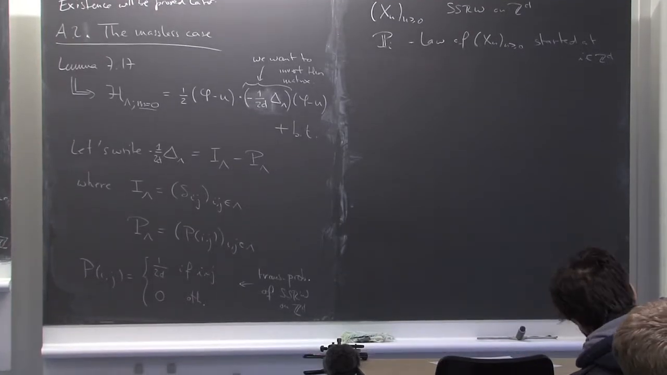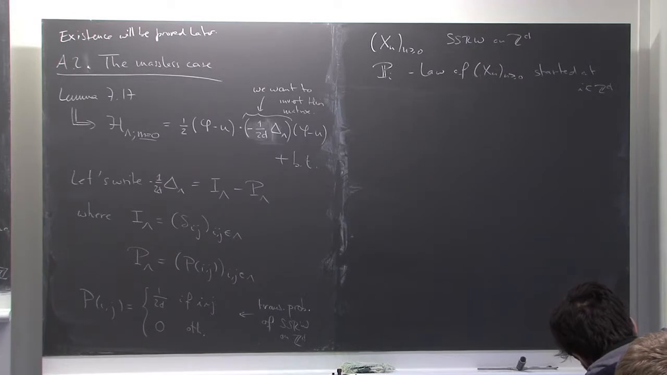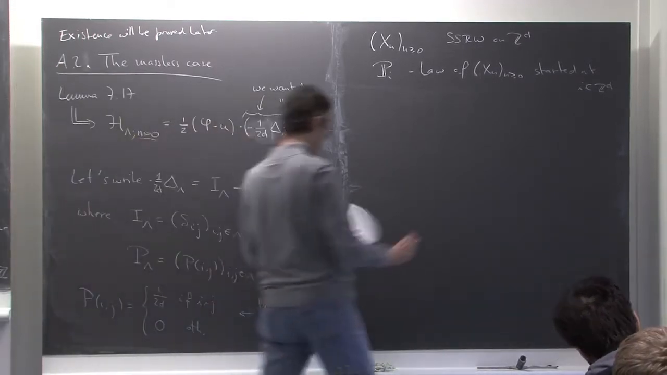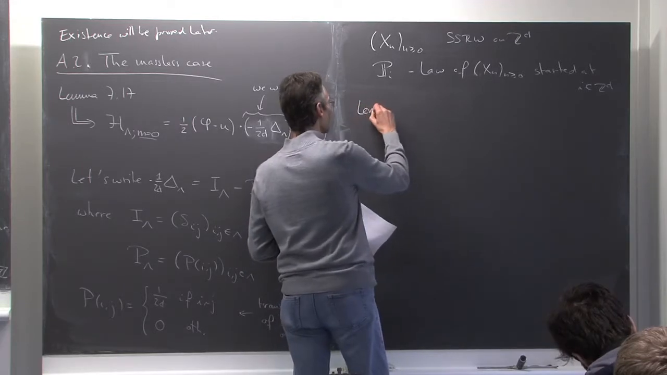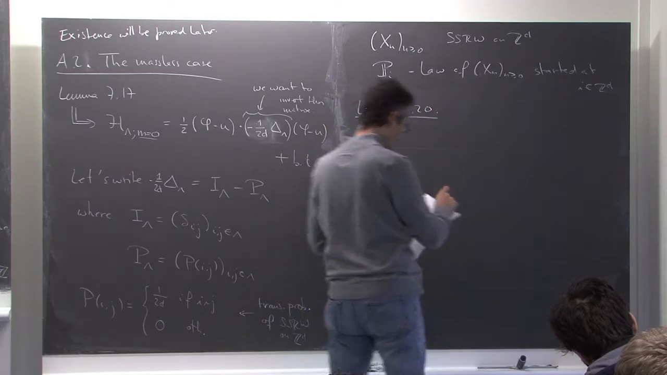Do I need other notation? I don't think so. No, that's all. So I will need just one very simple result about the simple random walk now, which I will prove. It's Lemma 7.20. The note tells you the following thing.